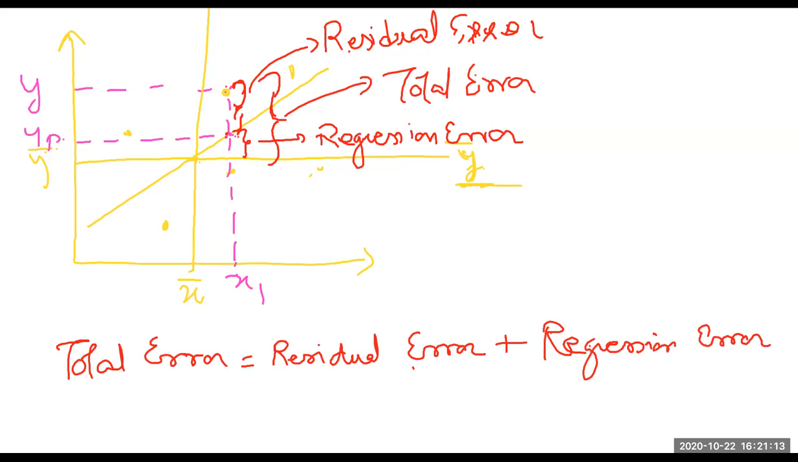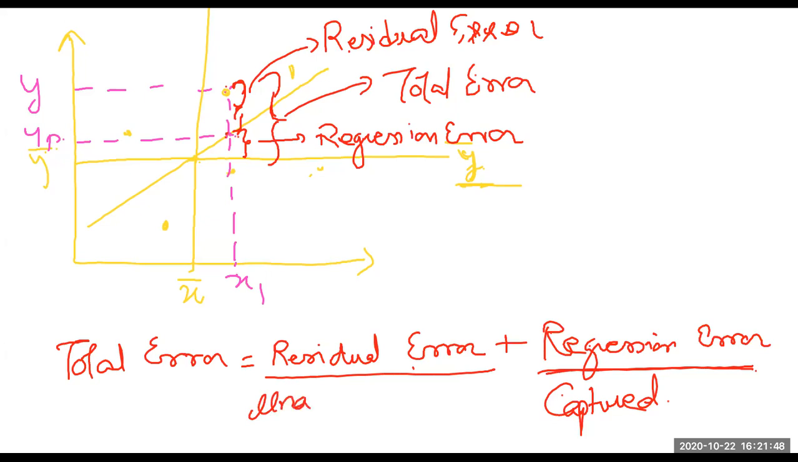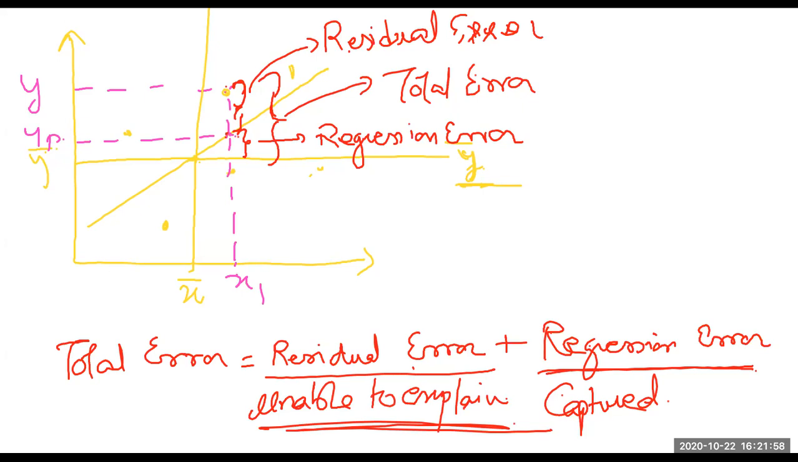Now, why this differentiation? The regression error is the error which is captured by your model. The model knows it and has explained it: your prediction is along the slanting yellow line, and you expected the value to be on the horizontal y bar line. But there's a gap between the two that is captured, and that's why it's called regression error. A residual error means the line could not pass through the observed point, rather it passed through another point. Your model is unable to explain this, and that's what is called the residual error.